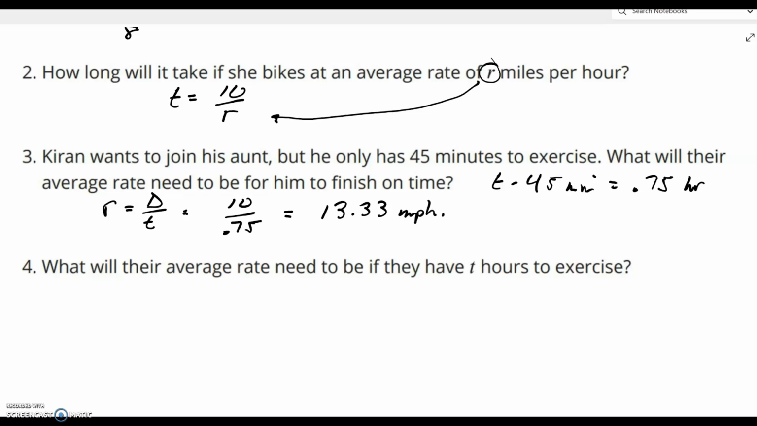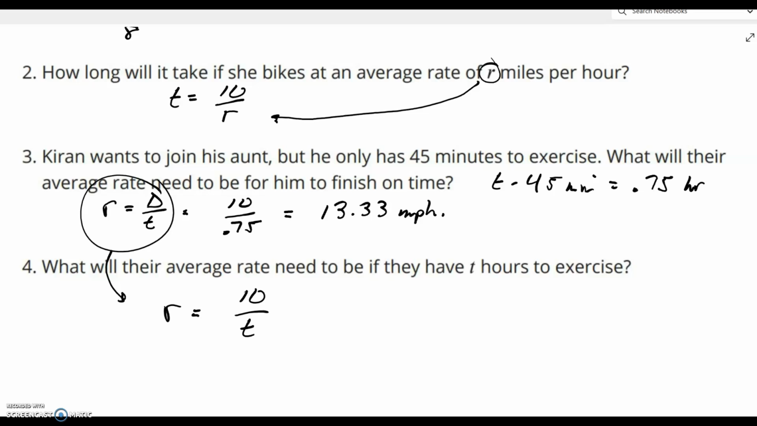Okay, now the question is, what will their average rate need to be if they have T hours to exercise? We do the exact same thing. We take the equation for rate, and the rate is going to be the 10 miles that they're going to travel, and we're trying to figure out the rate they go if they have an undisclosed amount of hours to exercise. So there's another rational equation.